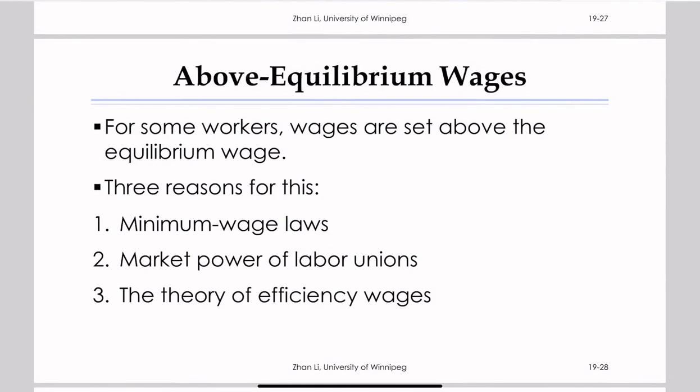Now let's talk about above-equilibrium wages. If you think about the basic theory of wage determination, it's about supply and demand. It's about how wage is determined by the equilibrium in the market for labor. However, sometimes for some workers, their wages are actually set above the equilibrium wage. Right? So why do we observe this kind of result?